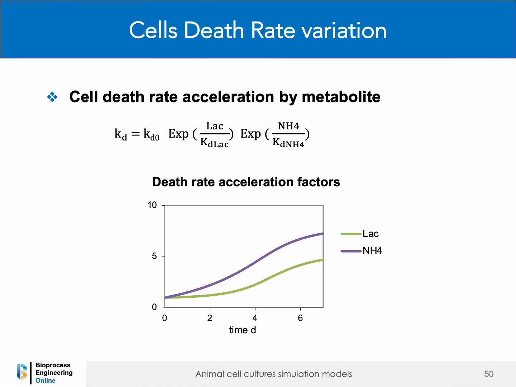The specific cell death rate is modeled as the minimum specific death rate, multiplied by two acceleration factors that account for the effects of lactate and ammonia accumulation. The simulation calculates these two acceleration factors throughout the batch culture, allowing us to quantify the contribution of each metabolite to cell death over time. For this CHO cell culture, the influence of both lactate and ammonia increases progressively as the culture advances. However, ammonia has the stronger effect and becomes the dominant factor responsible for the increase in the cell death rate during the later stages of the culture.